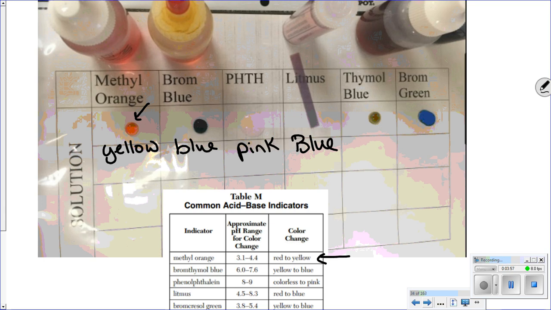My thymol blue is kind of a tough call. I think it's a little bit of a green color almost, but thymol blue has to be really either yellow or blue.